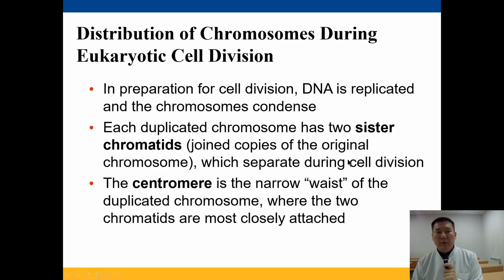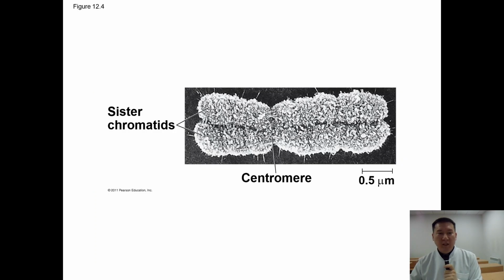Distribution of chromosomes during eukaryotic cell division. In preparation for cell division, DNA is replicated and the chromosomes condense. Each duplicated chromosome has two sister chromatids, joined copies of the original chromosome, which separate during cell division. The centromere is the narrow waist of the duplicated chromosome, where the two chromatids are most closely attached. Here we can see two sister chromatids and the centromere in the middle of them.